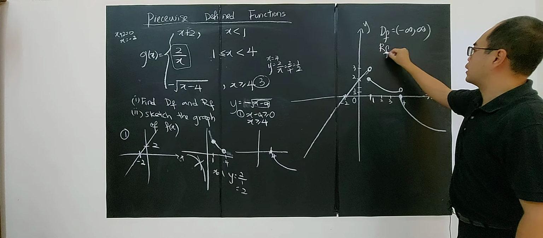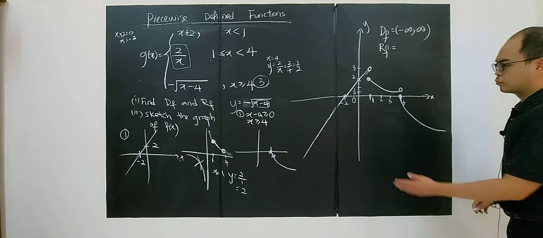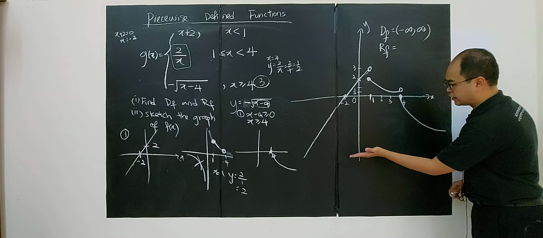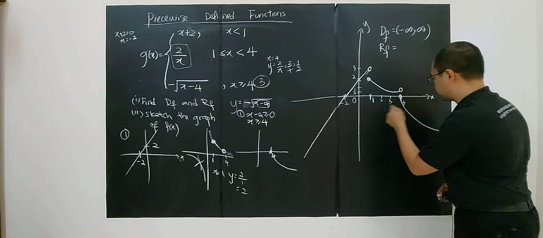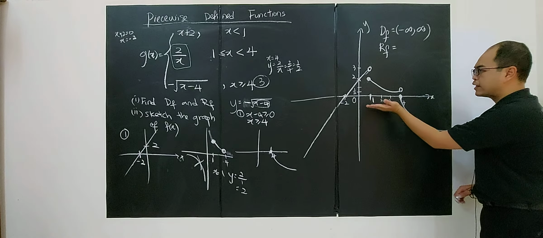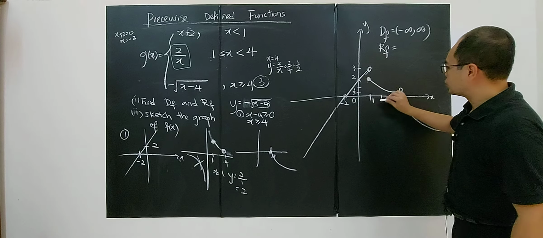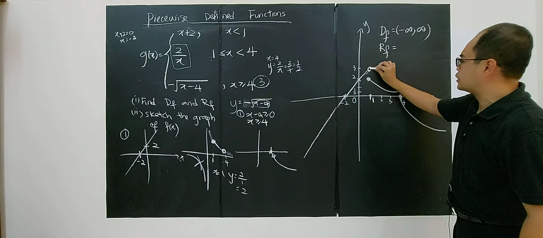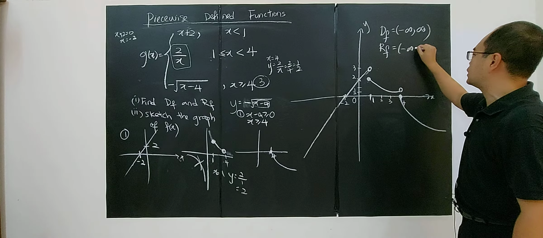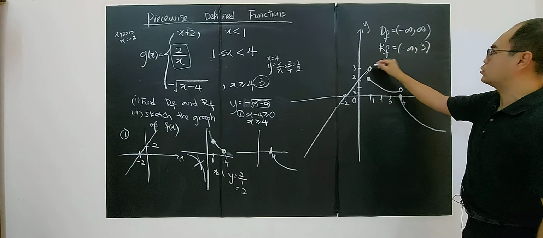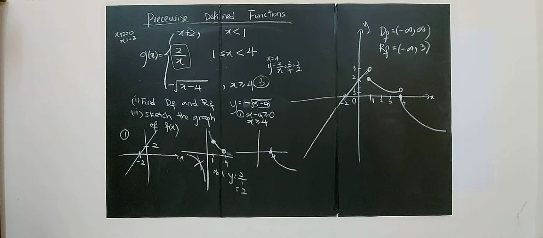How about the range? For range, you take a horizontal ruler and move it up. Everywhere there is a graph. On this side, even though here is empty, there is a graph here, so there is a graph up to 3. So the range is negative infinity up to 3, but cannot include 3. So this will be the domain and range for this piecewise function. That's all for this. Then I will go for another example so that you understand more.